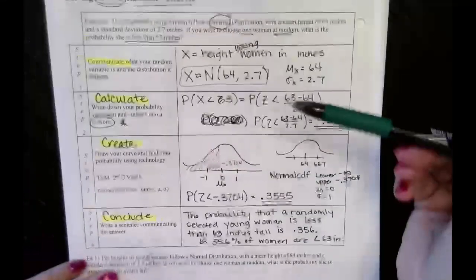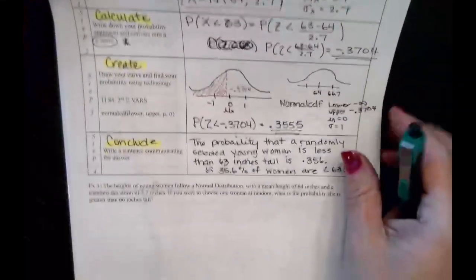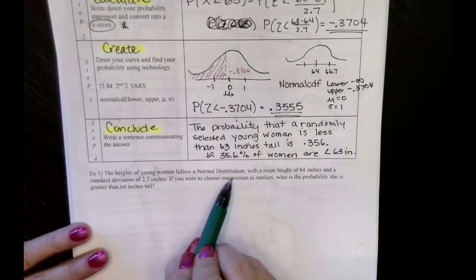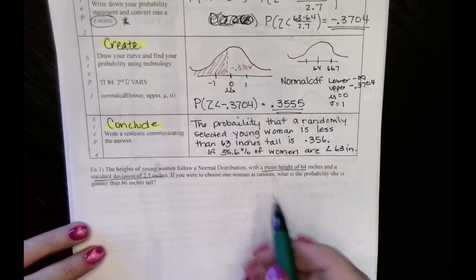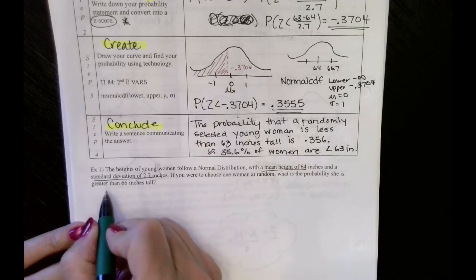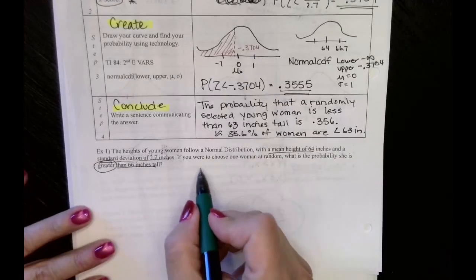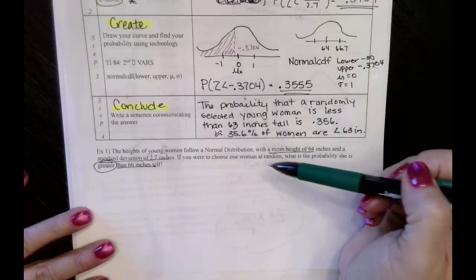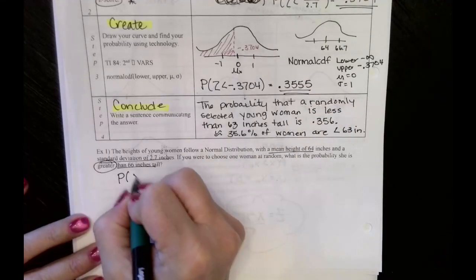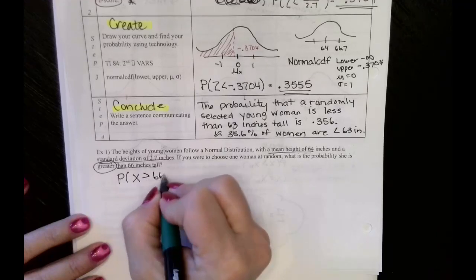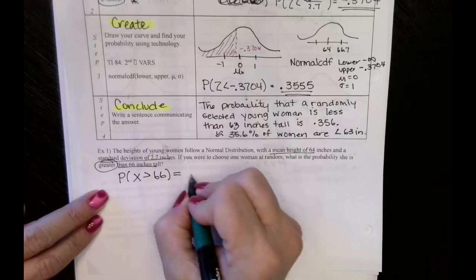So I'm going to work through another one that's not going to be all boxy here where we've got these different pieces, but those are the pieces that you're going to need as you solve these. So let's go to this first one. The heights of young women follow this normal distribution with a mean height of 64 inches and a standard deviation of 2.7. So nothing's changed. If you were to choose one woman at random, what is the probability she is greater than 66 inches tall? Okay, so I'm not going to go back up here and define my random variables because this is all the same. But what I'm looking for right now is the probability that my random woman is greater than 66 inches tall. And so to do this, we know that we have to convert this to a z-score.